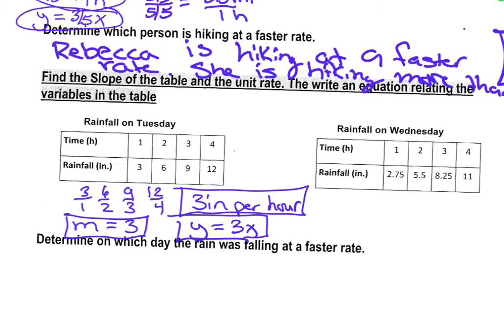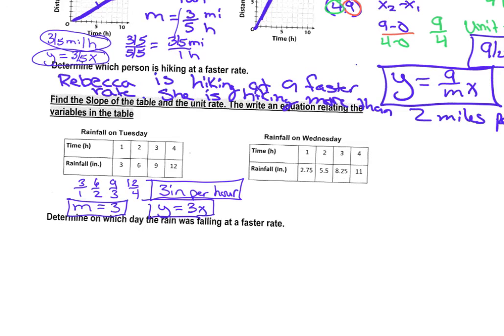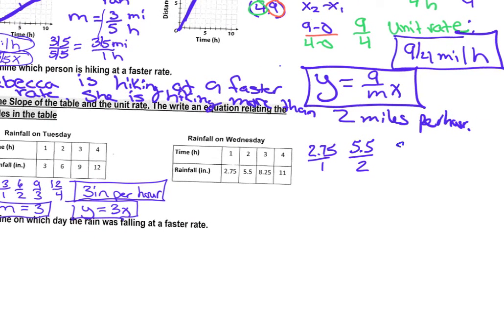So on Tuesday, it rained 3 inches per hour. Okay. Now we're going to do Wednesday. So then we would have 2.75 over 1, or 5.5 over 2, or 8.25 over 3, or 11 over 4. If you divide them all out, you're going to get the same answer.